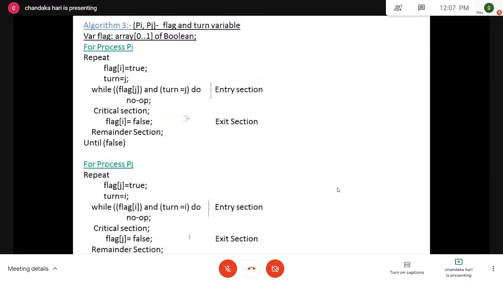And the complete solution for this is, now another scientist came and merged the above two algorithms and wrote a 100% solution. In this, all three conditions are satisfied. What is this? We'll see.